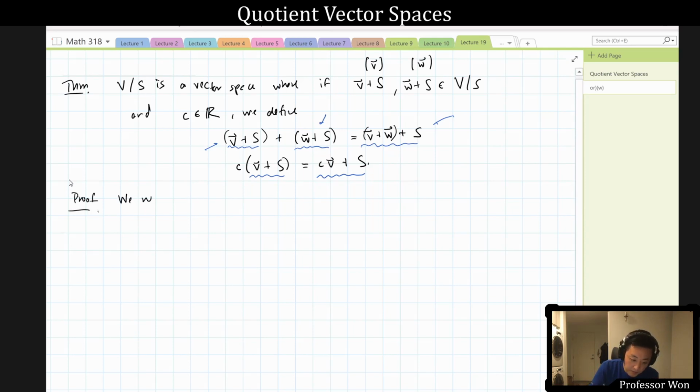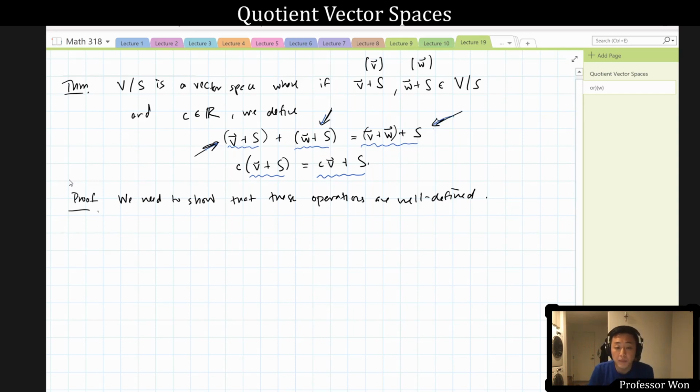So we need to show that these operations are well defined. Right? Again, I'm trying to add two planes. That means that this plane contains infinitely many vectors. In other words, there's infinitely many different ways to write that plane. There's also infinitely many different ways to write this plane, and infinitely many ways to write this plane. But when I write it as V + S, I'm choosing one way to write it.